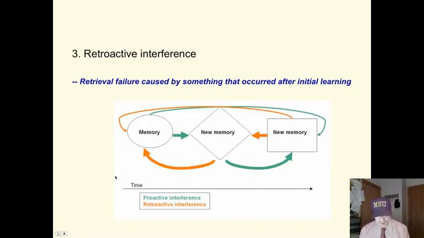Retroactive interference. That is when retrieval failure is caused by something that occurred after the initial learning. For example, when I grew up, I knew how to play tennis. I played tennis until I was about 25. Then from ages 25 to 45, I played a heck of a lot of racquetball, but no tennis. When I went back a couple years ago to try to play tennis, all that racquetball stuff got in the way of my remembering how to play the game of tennis. It took me a while.